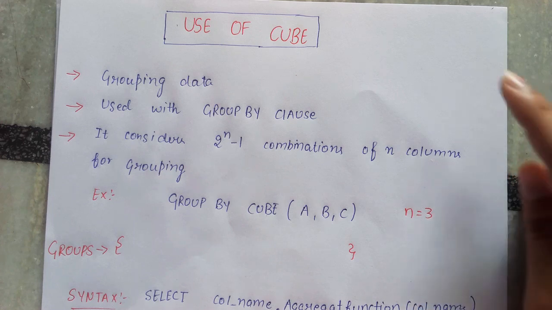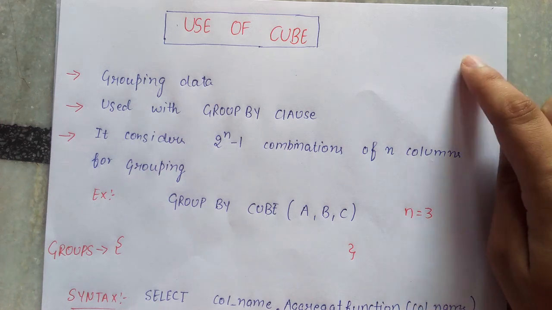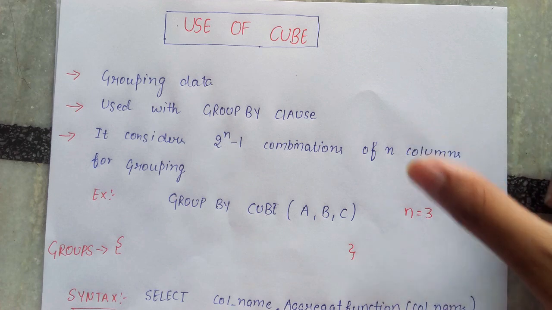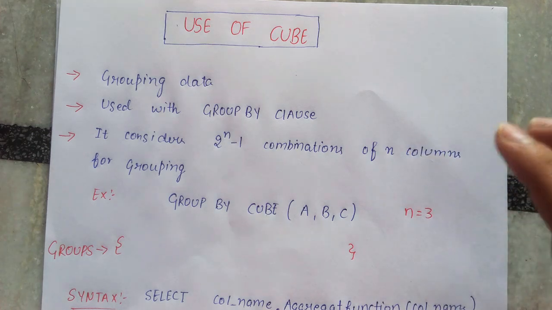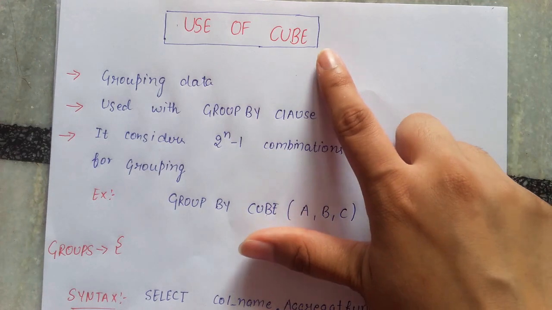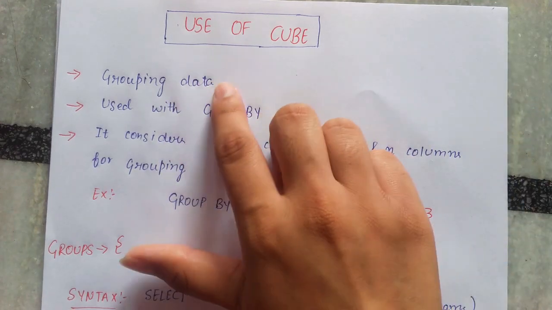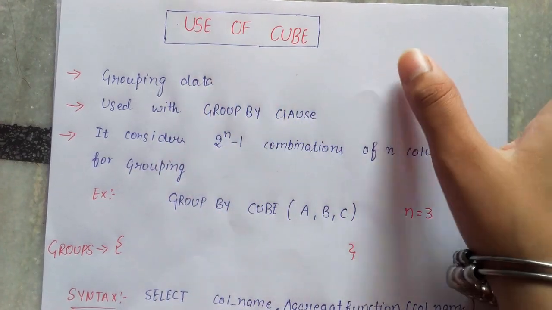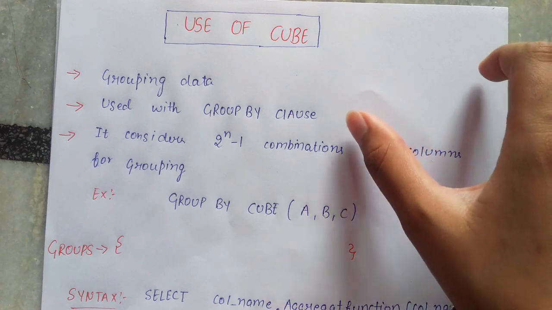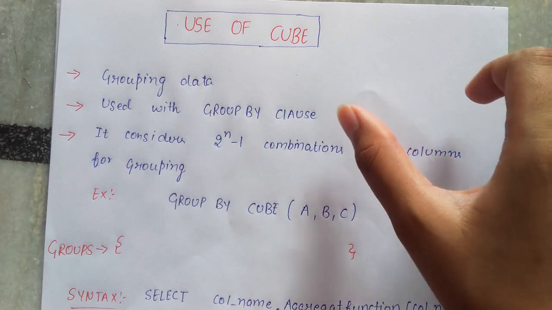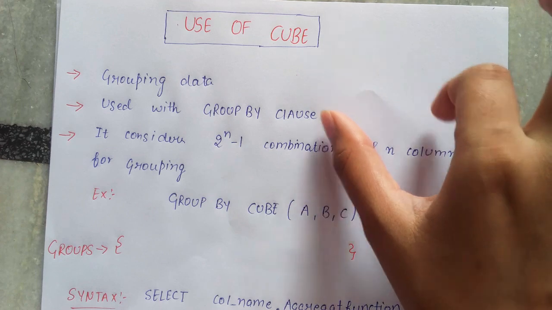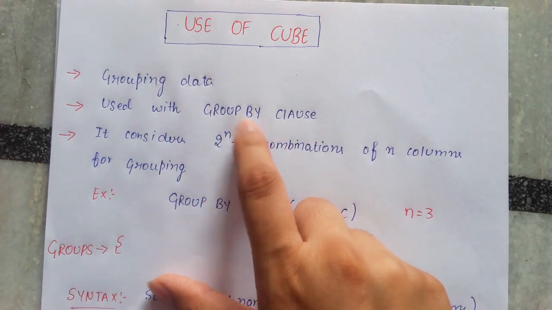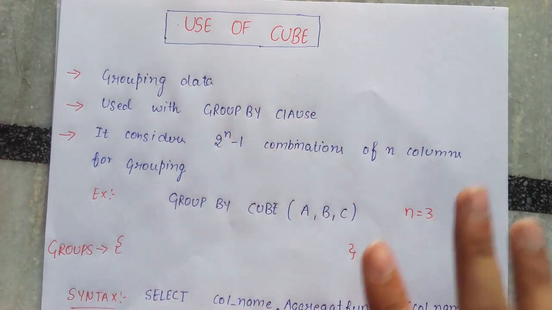So first of all, it's used for grouping the data. If we use this cube on a table, it's used to group the table on the basis of some particular columns that we mention in this cube. The second use of this cube is that it's used with the group by clause. Of course it's used for grouping the data, so it will be used with the group by clause, as it is also used to group the data of the table.